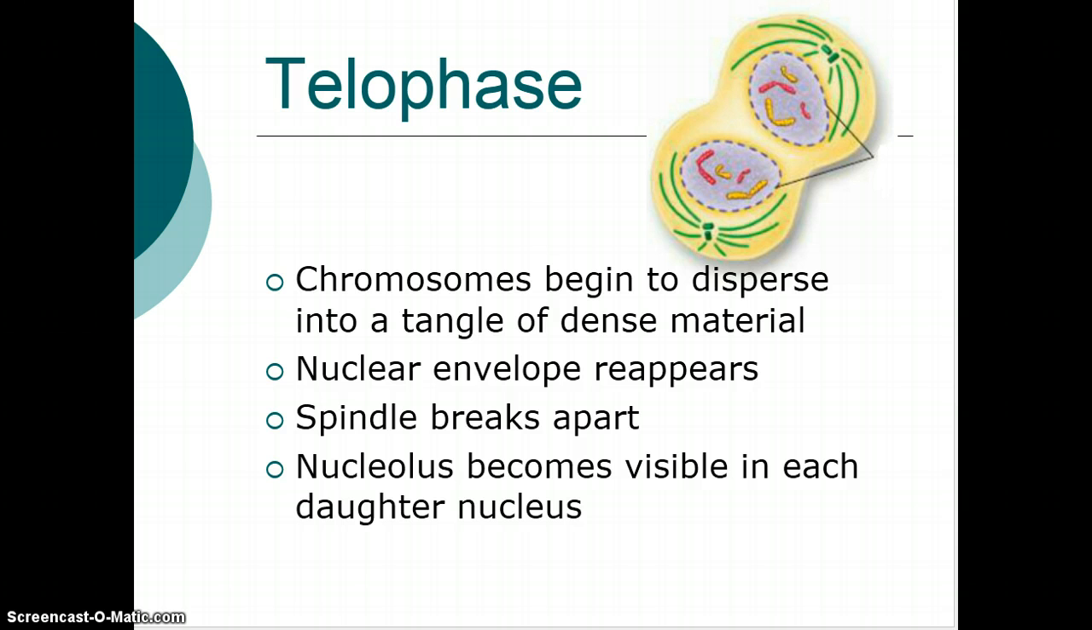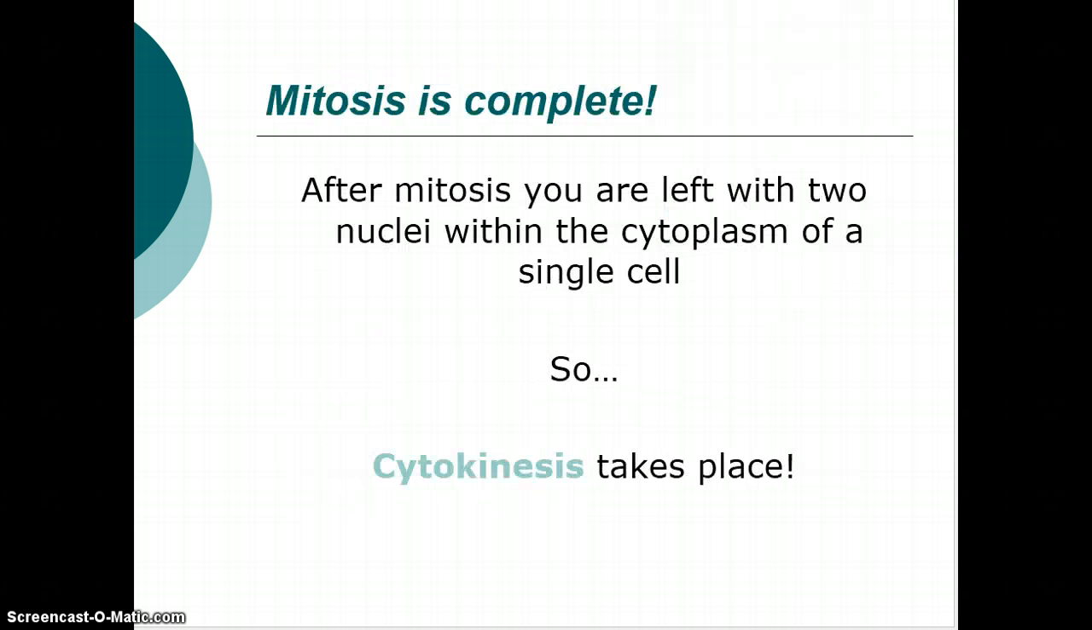Now the actual process of mitosis is complete. PMAT: prophase, metaphase, anaphase, and telophase. But at this point, the cell has not completely split yet. It has what is called a cleavage furrow right here, but it has not completely pinched in half. So you've got the two nuclei, but you've only got one cytoplasm, one cell at this point.